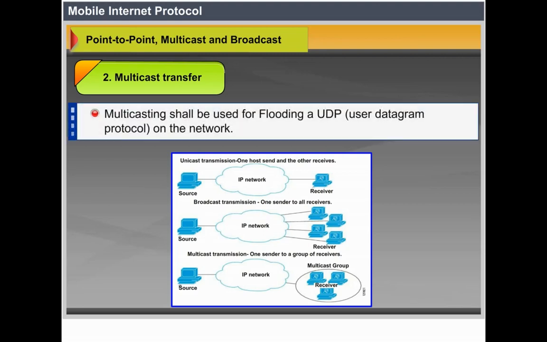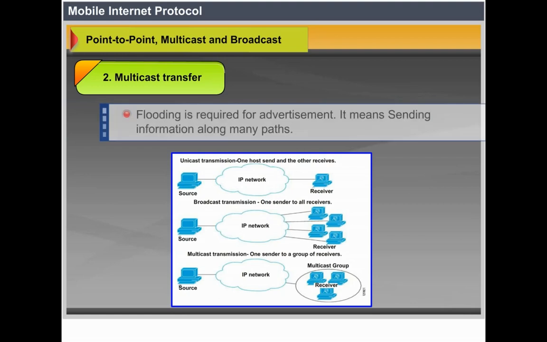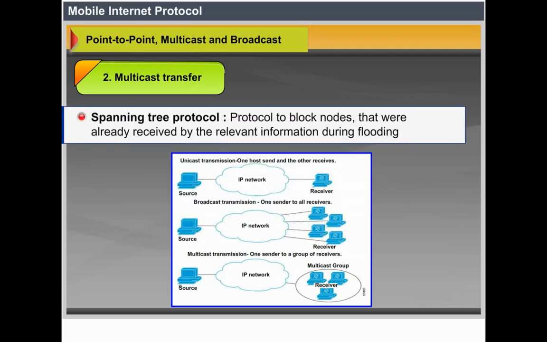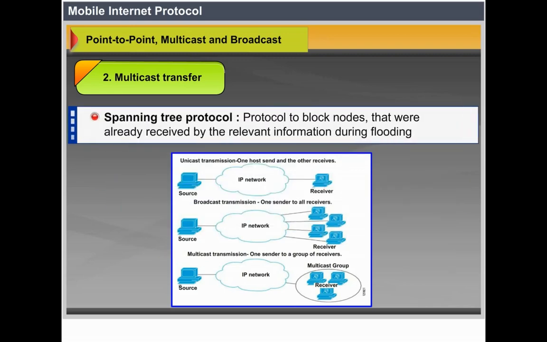Multicasting can be used for flooding a UDP, user datagram protocol, on the network. Flooding is required for advertisement. It means sending information along many paths. Spanning tree protocol, a protocol to block nodes which have already received the relevant information during flooding.